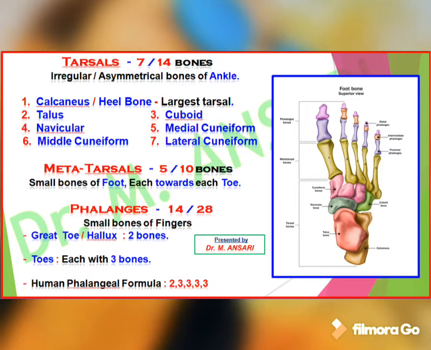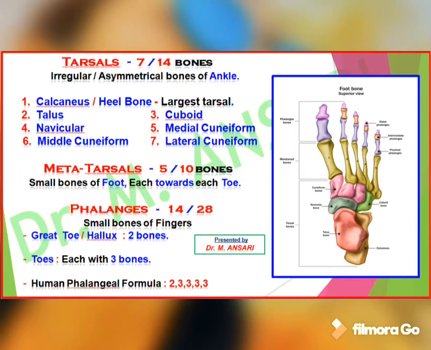In the toes, the bones present are called phalanges. The great toe or hallux consists of 2 bones, while in the remaining toes, three phalanges are present. Again here I will say it gives the human phalangeal formula 2, 3, 3, 3, 3. It means 2 phalanges in the great toe and in the remaining toes, 3 phalanges are present.